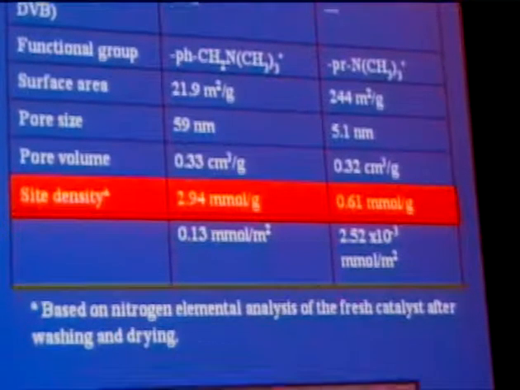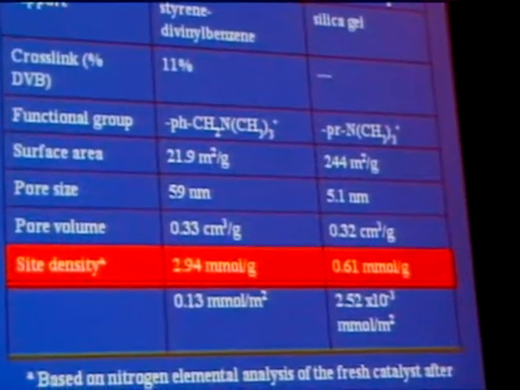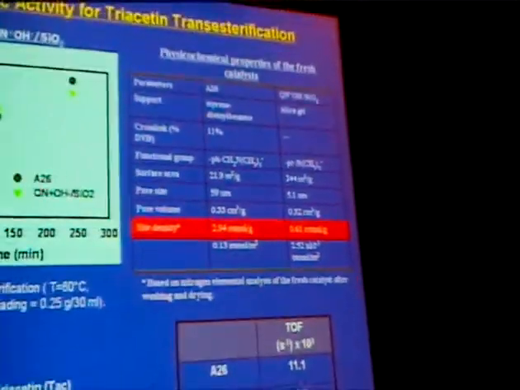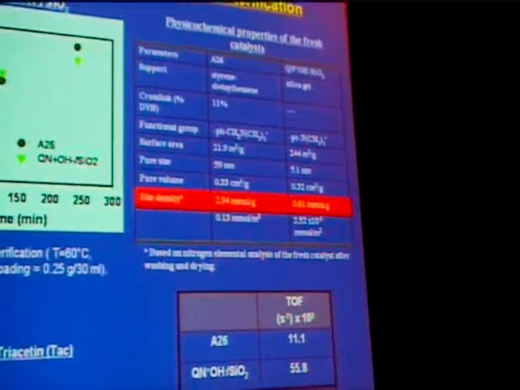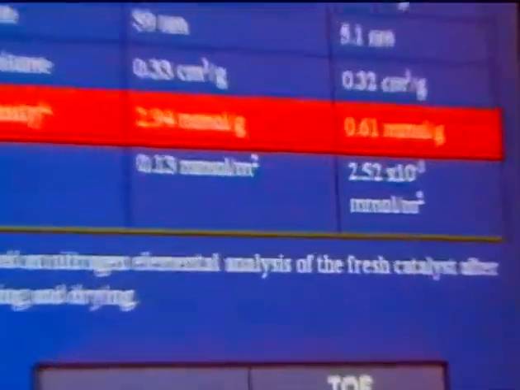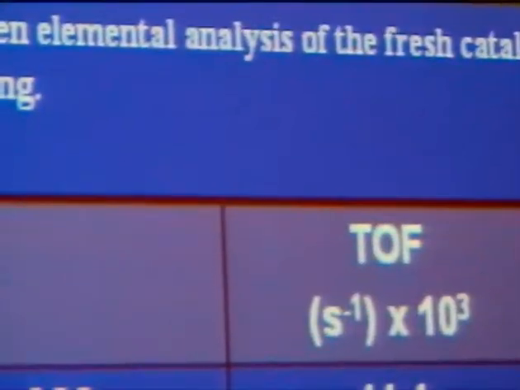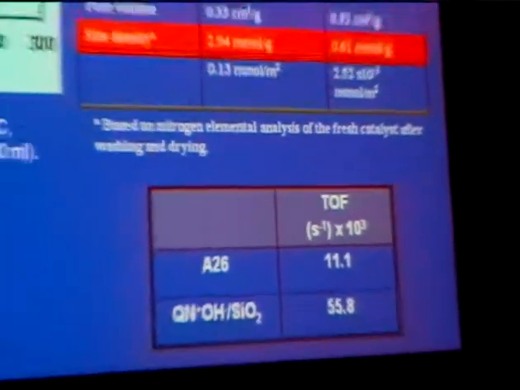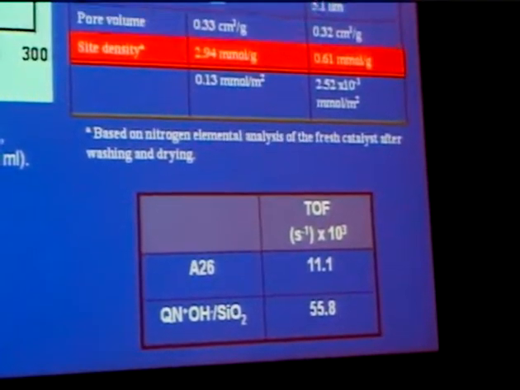That may be not the case. Some sites are in the bulk, and probably those sites in the bulk weren't exposed for reaction, and that's why the difference in turnover frequency. That may be one explanation. There is another explanation that I have for you a little bit later in this presentation.